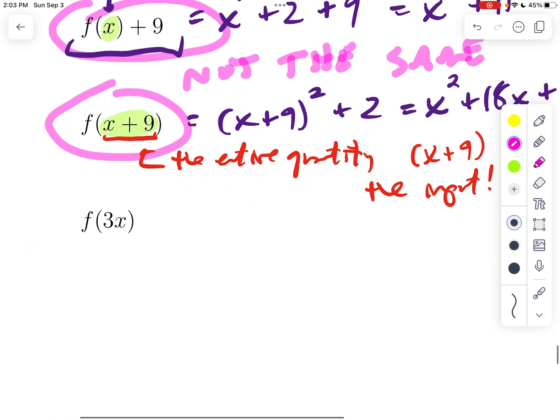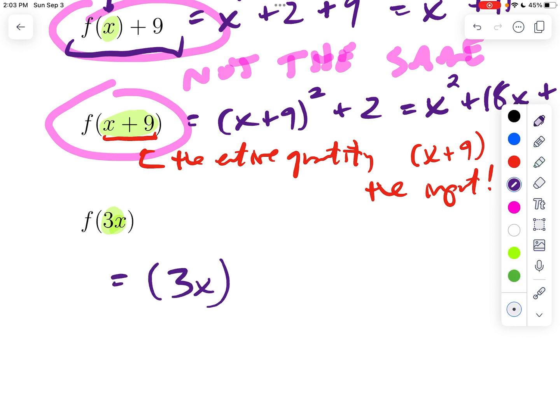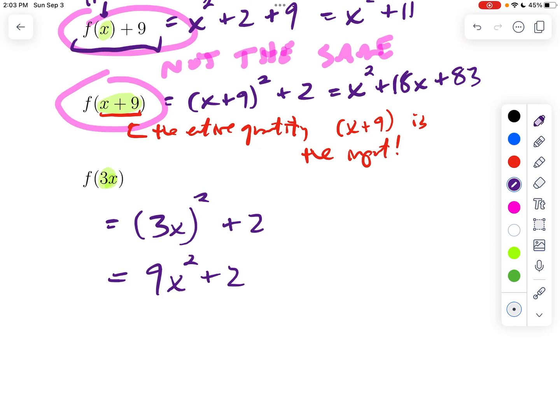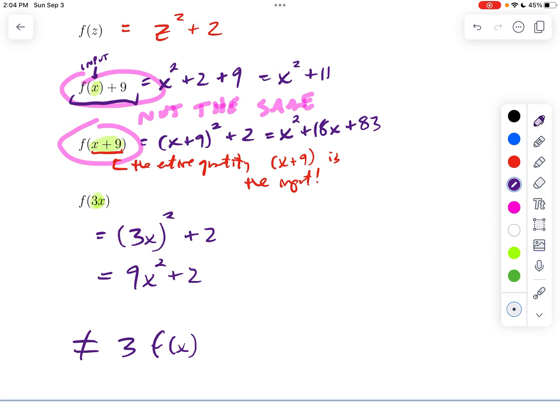How do you think this last one would work? What do you think the input is? The input is the whole quantity 3x. So our rule here is input squared plus 2. And if you work that out, you get 9x squared plus 2. This is not the same as 3 times f of x. That 3 being inside versus the 3 being outside have very different meanings. So make sure you're doing practice with things like this. I might even give extras that are not from the book so that people are really solid on this.